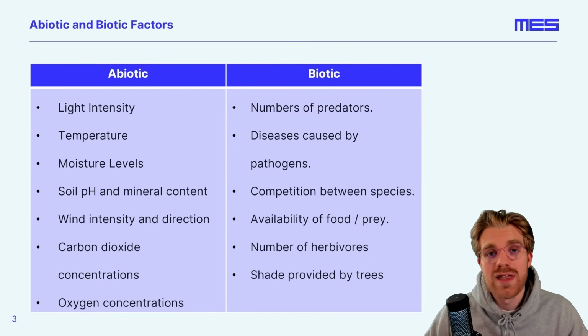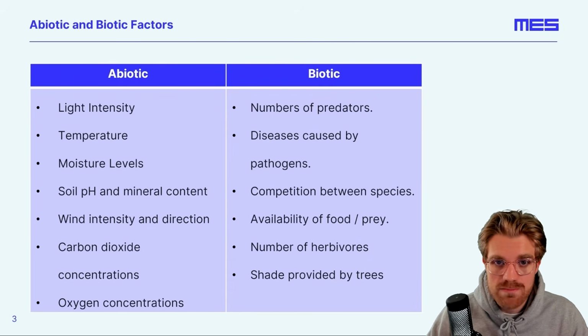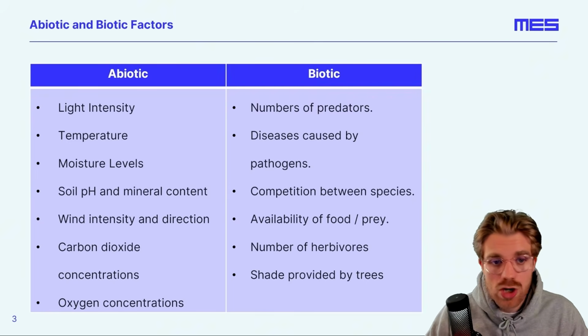The biotic factors are the living components of an ecosystem. These might be the number of predators, the diseases caused by pathogens, competition between species, availability of food or prey, the number of herbivores, or maybe the shade provided by the trees or the shelter.